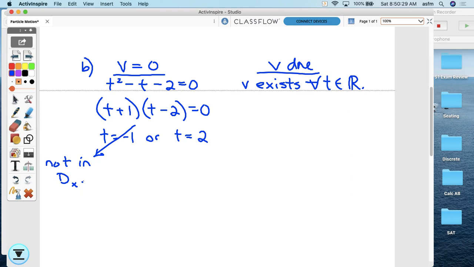So now we want to see whether it's changing direction at t = 2. t = 2 is the only place where it could change direction, and we do that looking at a labeled sign chart.